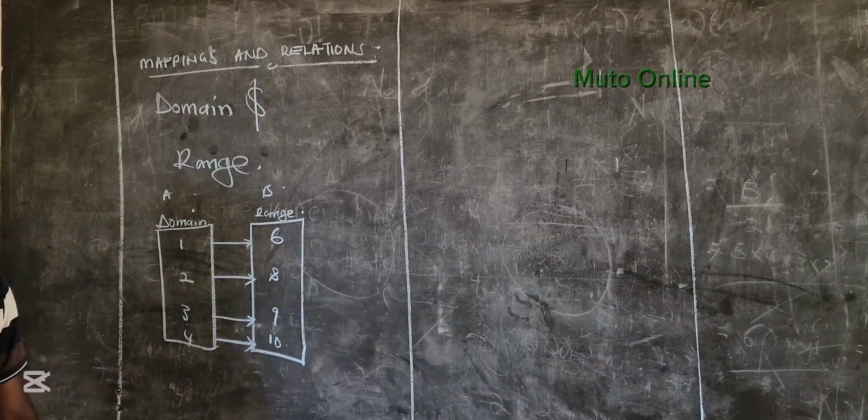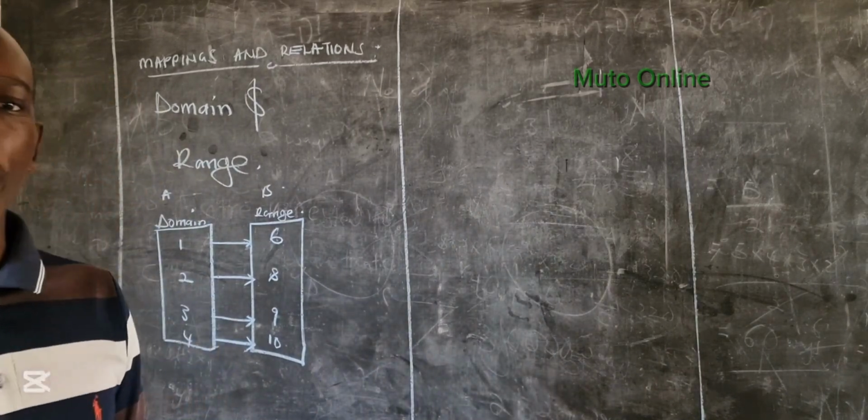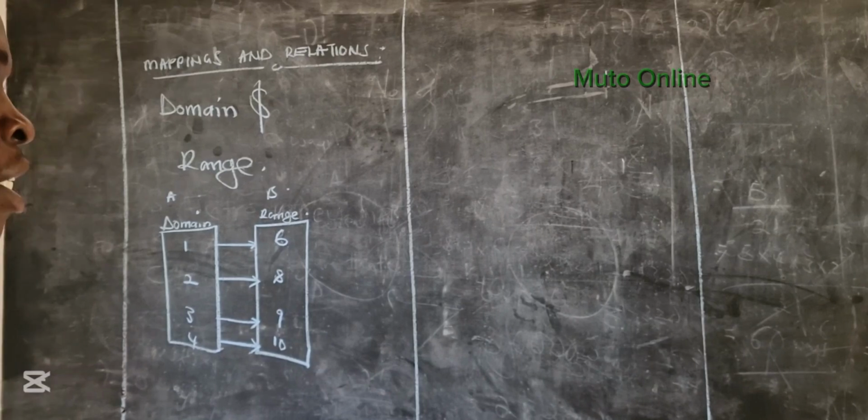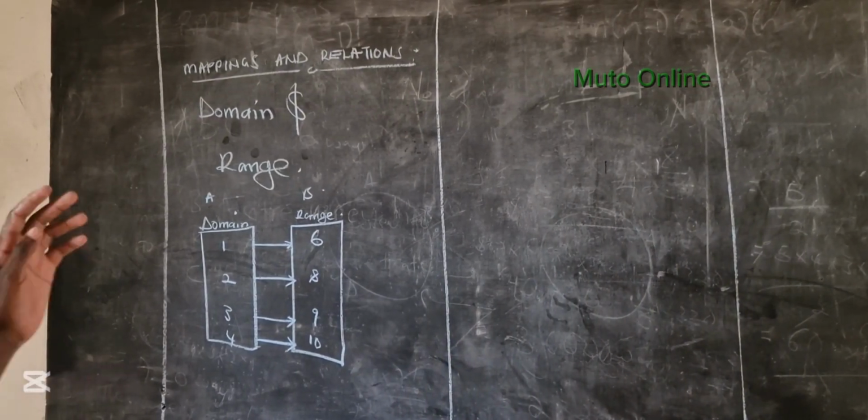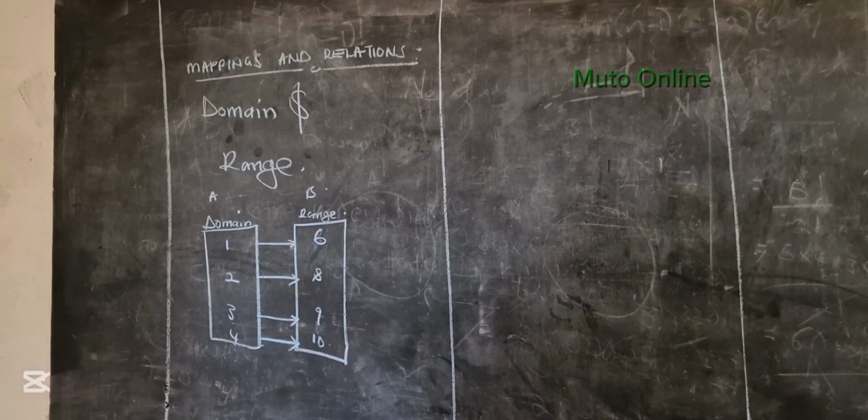This is a perfect example of what we call a mapping and relations. They are represented on an arrow diagram like that. One side is the domain and then the other side is the range. The arrows are always pointing to the side of the range. So they originate from the domain part and then they terminate on the range part, as you can see there. So 1, 2, 3, and 4 are my domain values or the input values, and now they are giving me the output values as 6, 8, 9, and 10.